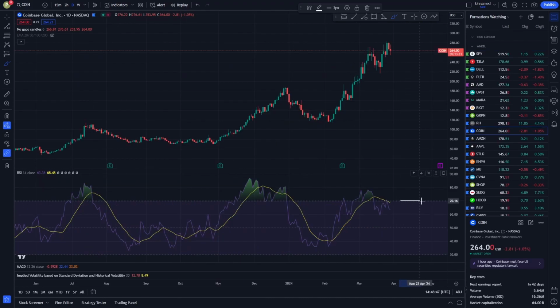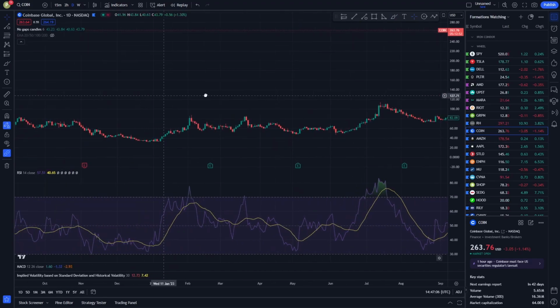If an asset has an RSI of over 70, then it's technically overbought. Conversely, if it has an RSI of under 30, then it's technically oversold. A common strategy is to go long on an asset when it's in the oversold region and to go short on it when it's in the overbought region. And we can see this in the Coinbase chart.